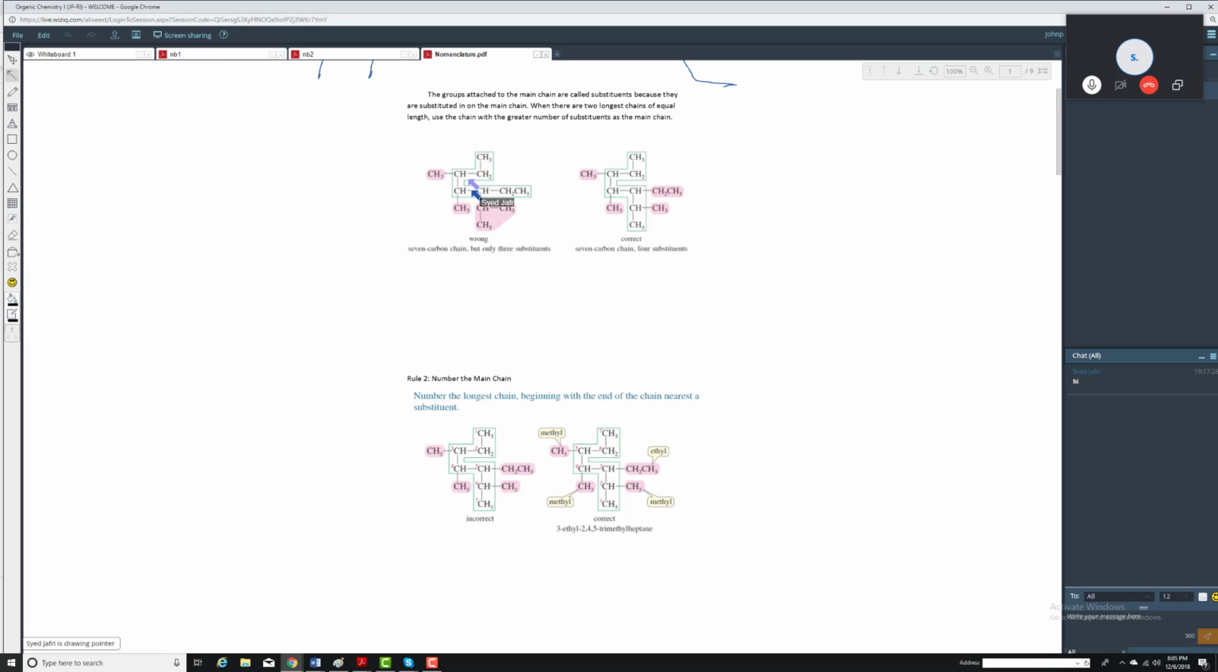The groups attached to the main chain are called substituents, because they are substituted on the main chain. There are 7 carbons in the main chain and 3 substituents on the branches. Now look, when there are two longest chains of equal length, use the chain with the greater number of substituents as the main chain. But why is this right, and why is the other one wrong?